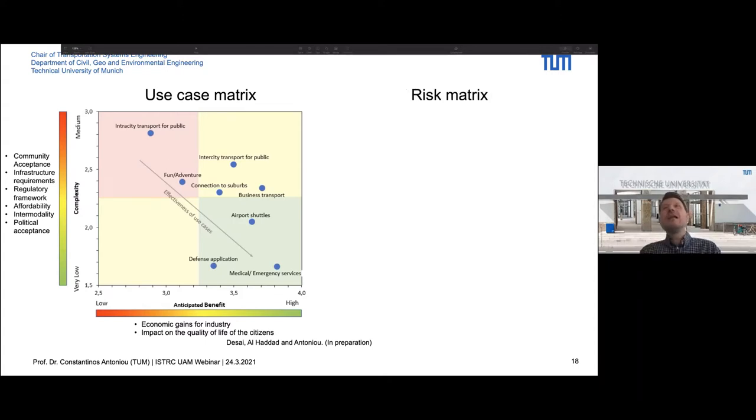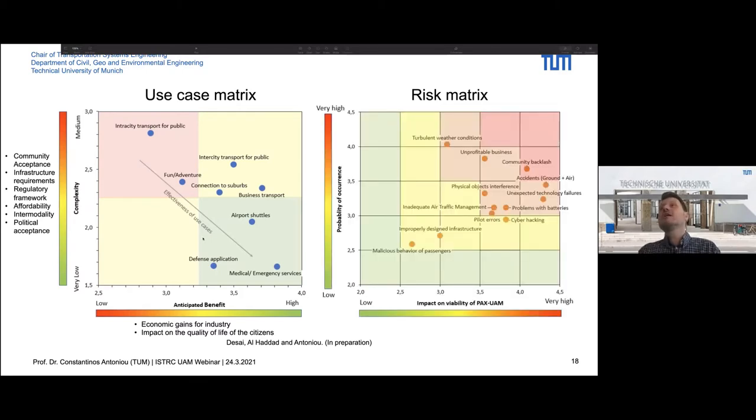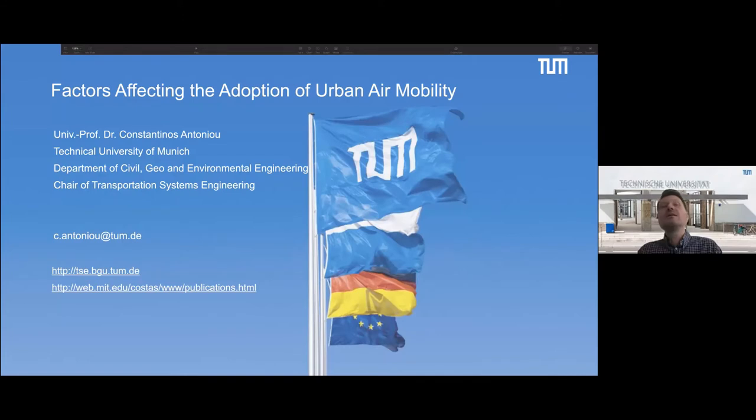And then the last thing is to talk about the risk matrix, to talk about the probability of occurrence of the risks on the y-axis and the impact on the viability of passenger UAM on the x-axis. And here we also see what the risks are and how these risks can affect us. With that, I would like to complete so that we can also leave some time for discussion.